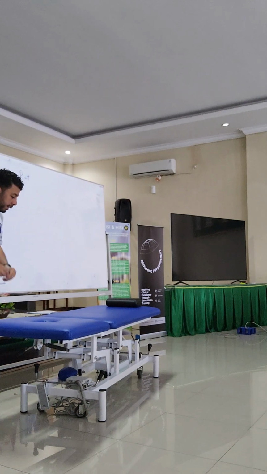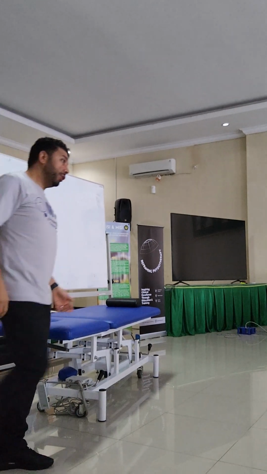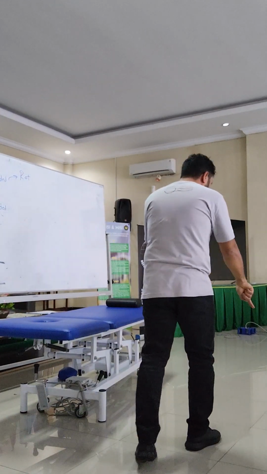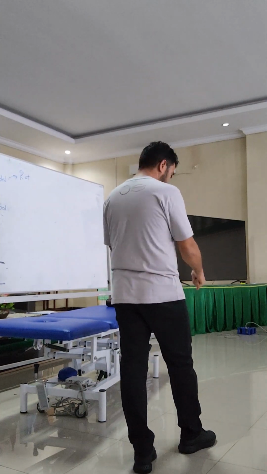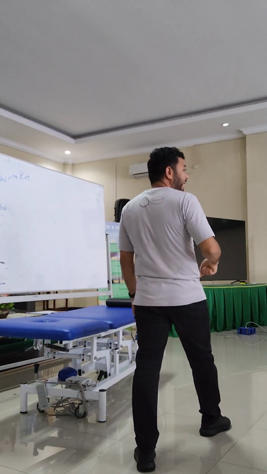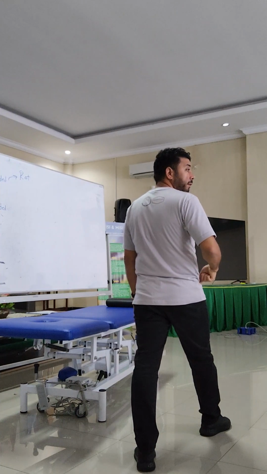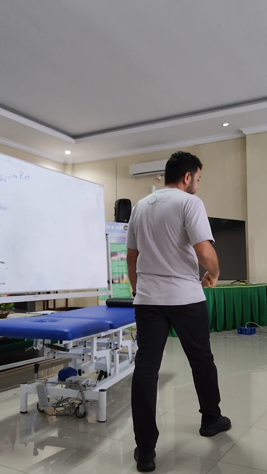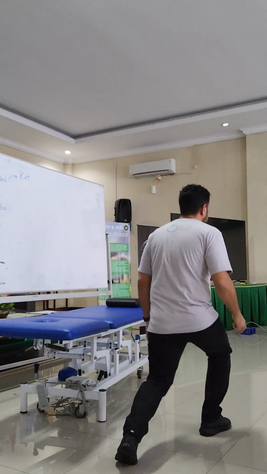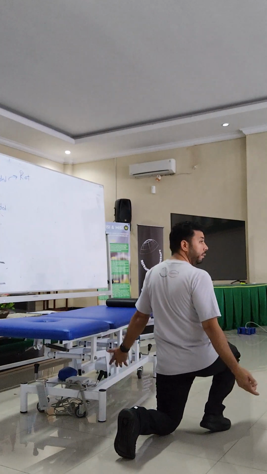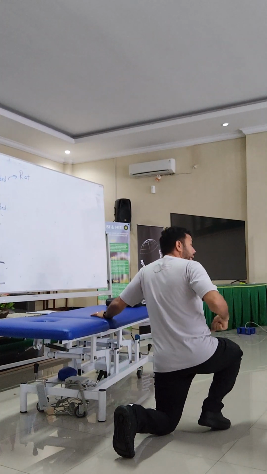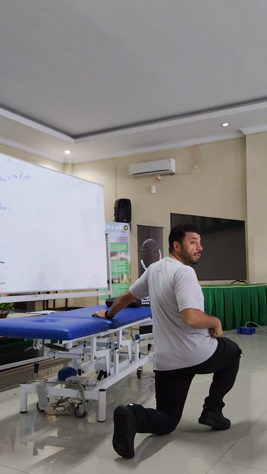Rotation. Now, for flexion, I will draw a line. I will be testing flexion on the right side. Flexion on the right side. I'll just go with lunges. Yeah? Now, I'm testing flexion on this side.